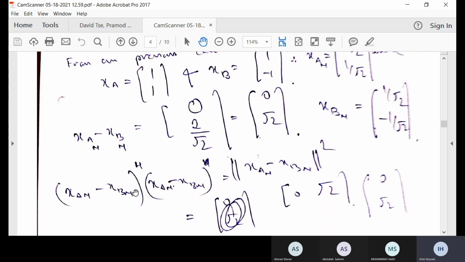Then I find the matrix xa minus xb, its conjugate times this. So you can see this is a vector and this is the same vector.